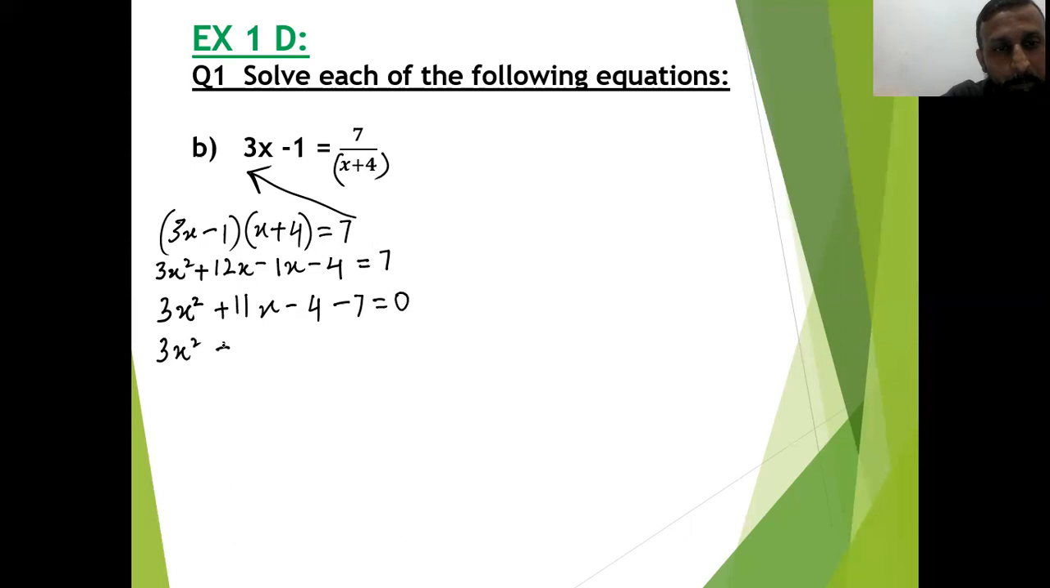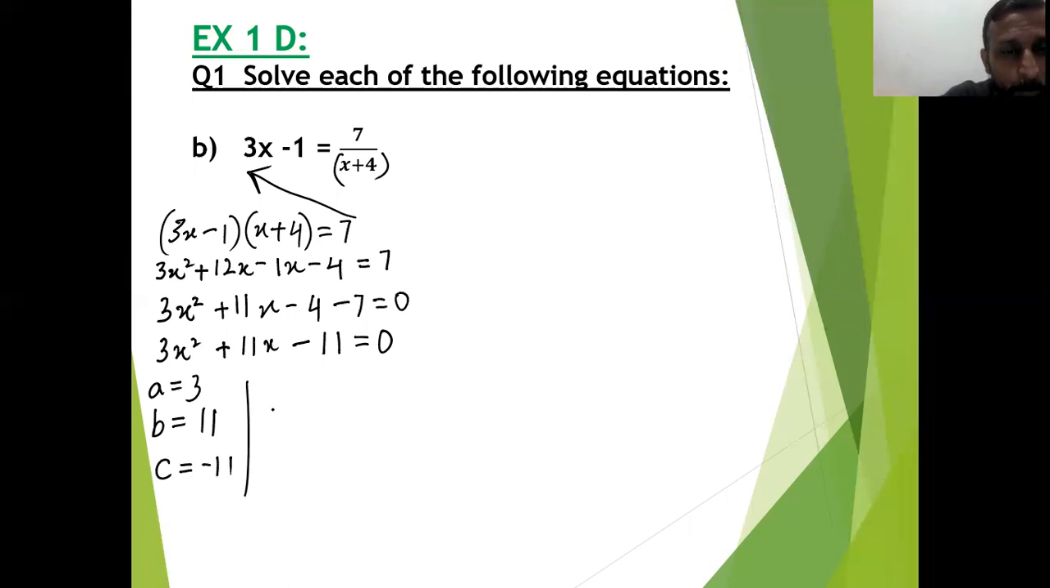We can simplify it more: 3x square plus 11x minus 11 equals 0. Okay, boys and girls, so 3x square plus 11x minus 11 equals 0. Now we need to simplify this. We can simplify it easily by using the quadratic formula, and for that we need the values of a, b, and c. So I can see the value of a is 3. The value of b is 11. And the value of c is negative 11.